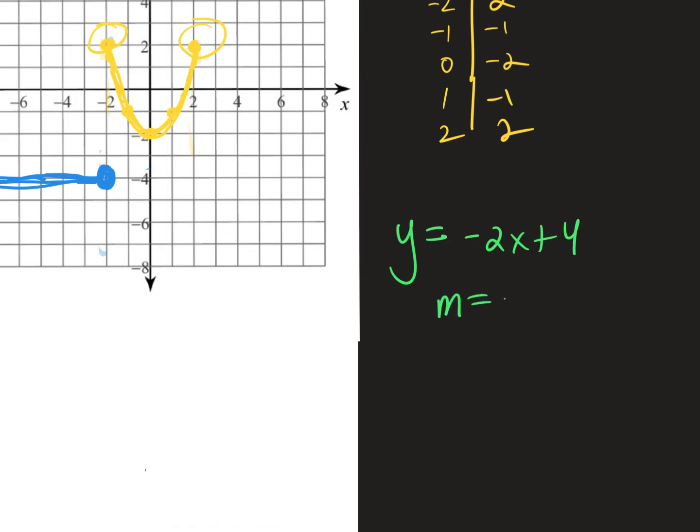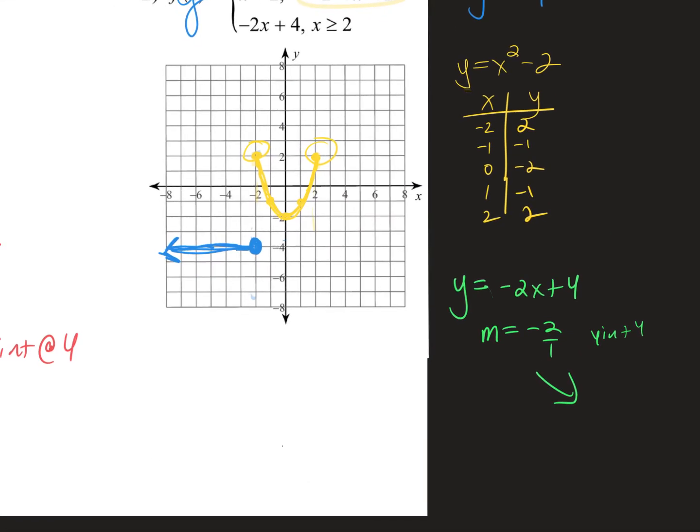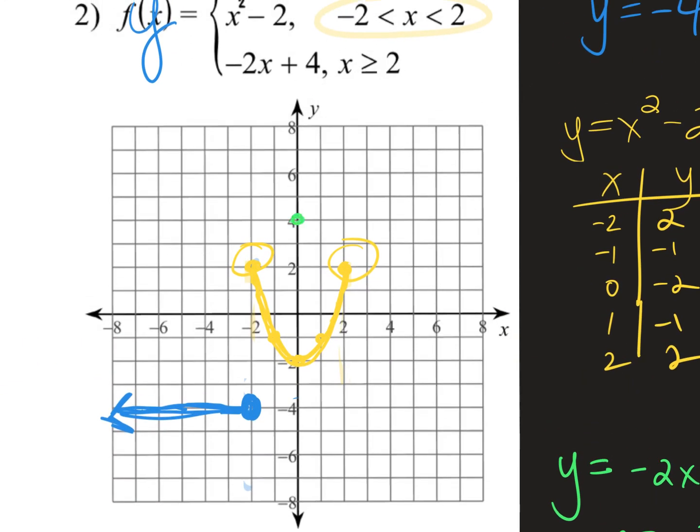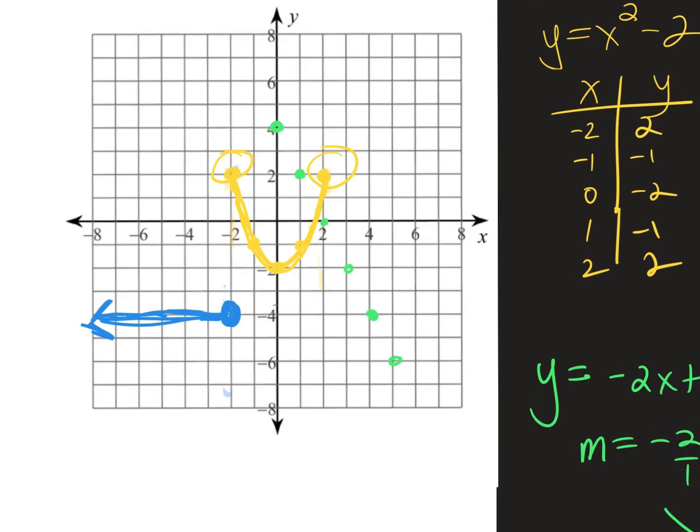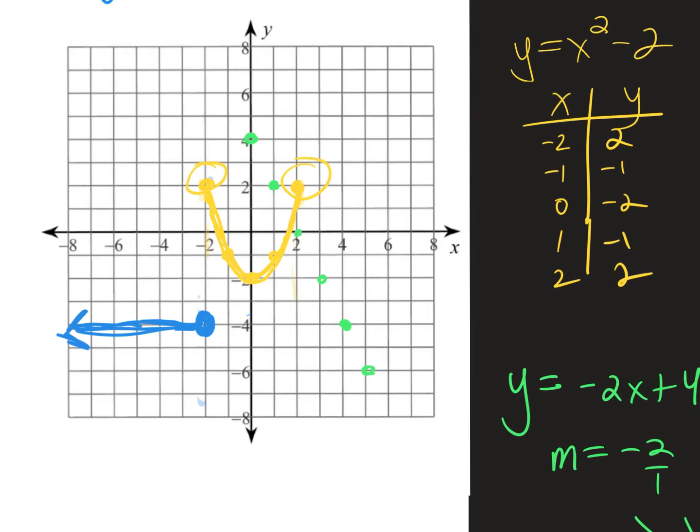Hang on. So my slope is -2/1, and my y-intercept is at 4, right? It's at +4. So it's a downward sloping line. So I'm going to go up to 4. I'm going to go down 2/1, down 2/1, down 2/1, down 2. Okay, just keep going. Down 2/1. I'm going to draw our line here.